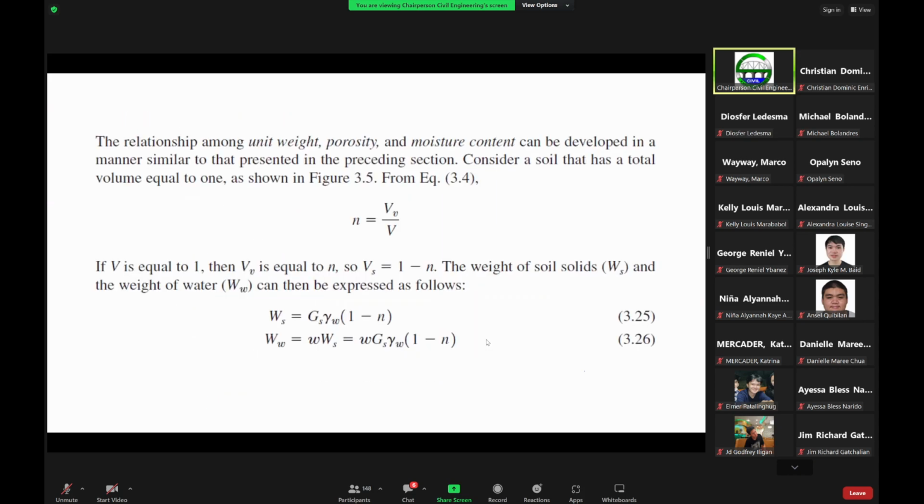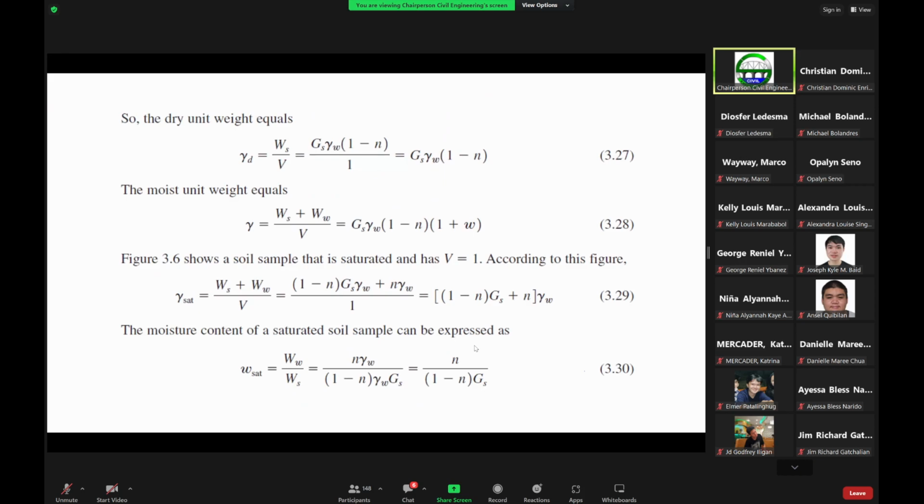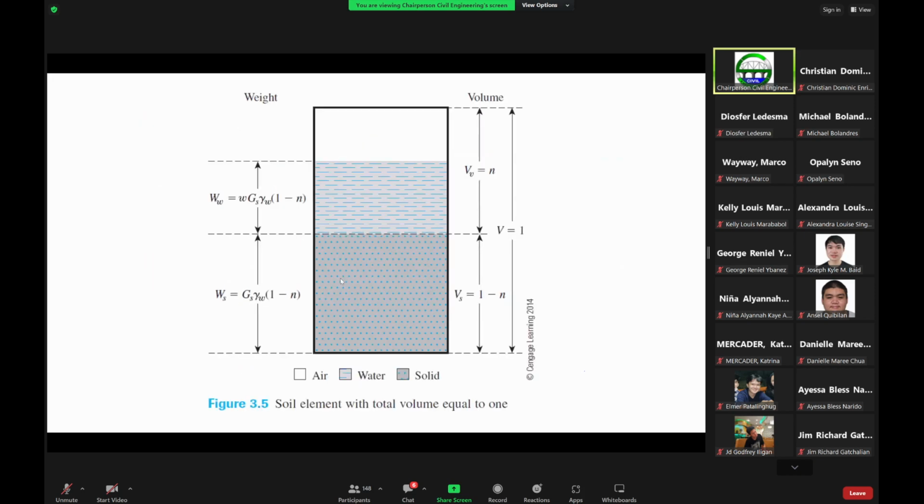Okay, so with that, we can now derive the dry unit weight. The dry unit weight is just equal to the weight of the soil solids over the total volume. But we know that the weight of the soil solids is equal to this one.